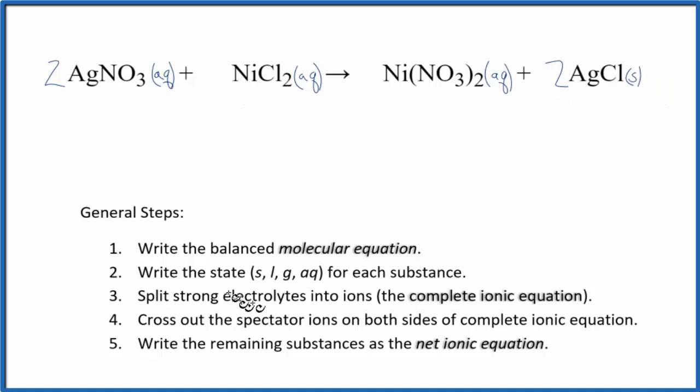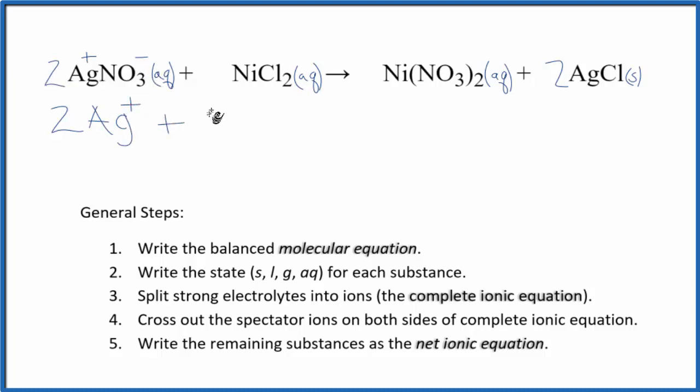Those are the states. Now we can split the strong electrolytes into ions, and that'll give us the complete ionic equation. Silver is always a 1+ ionic charge, and the entire nitrate ion is always 1-. Both good to remember. Two silver ions, 2 Ag+, and I won't write aqueous for each one. I'll do that at the end.